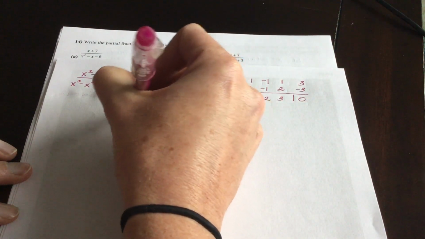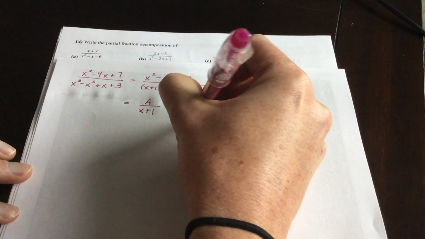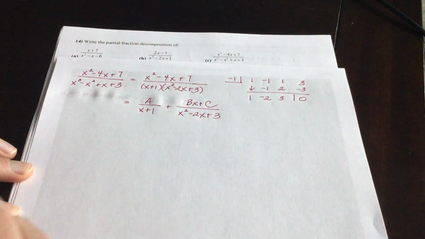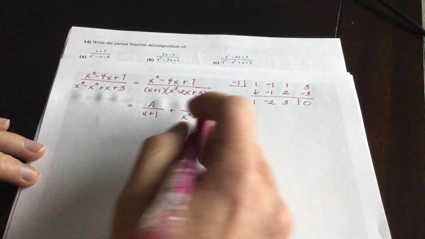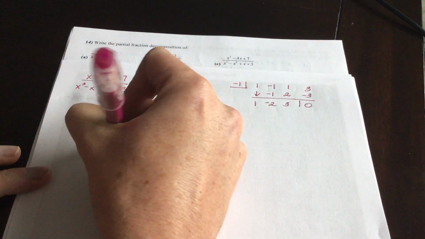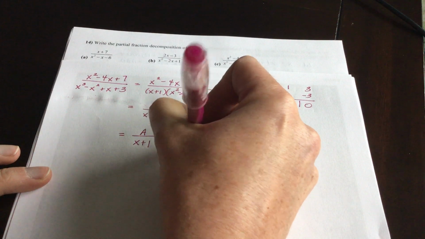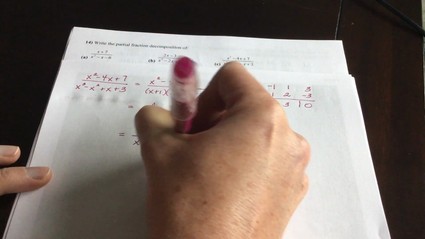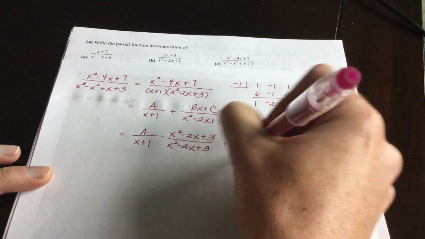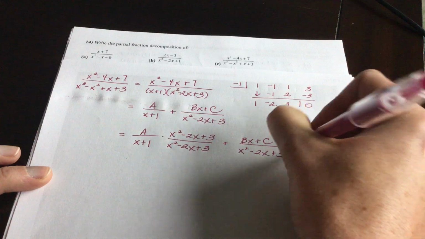So we're going to have a constant over x plus 1. And now, because we're going to leave that x squared minus 2x plus 3 as a quadratic, you would put a general linear above it. All right, my friends, now we're going to fight the denominator battle. So we need to add these together and get this denominator. So we'd have A over x plus 1, it would get multiplied by x squared minus 2x plus 3 over itself. We're going to have Bx plus C over x squared minus 2x plus 3, and it would need to get multiplied by x plus 1 over itself.